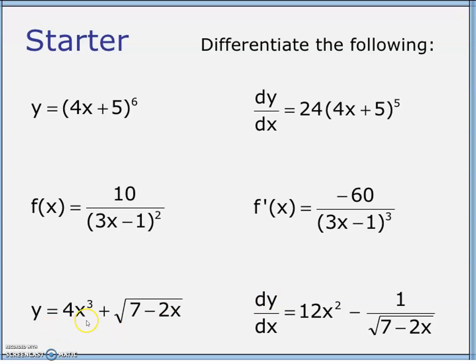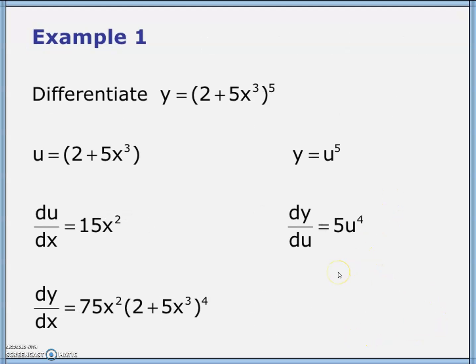Y is equal to 4x cube plus root 7 minus 2x. We have to know that 1 upon root means 1 upon 2. Derivative of 4x cube is 4 into 3, 12x square. Derivative of root of 7 minus 2x is 1 upon root of 7 minus 2x. Again the derivative of minus 2x is minus 2. The 2 gets cancelled and we derive the formula.